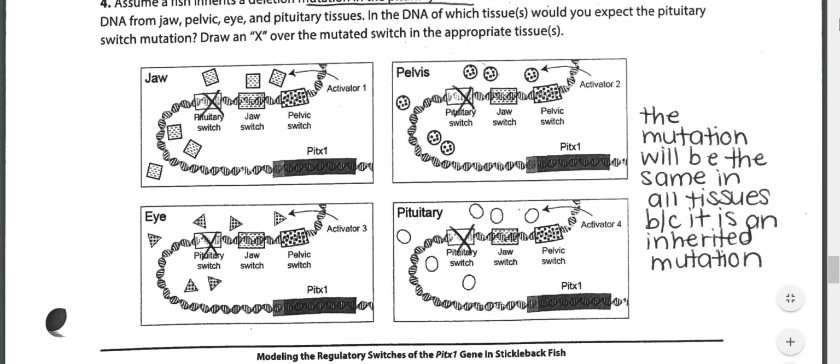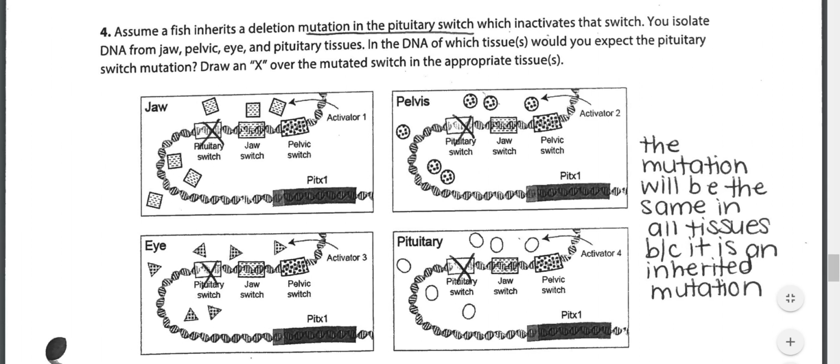All right. Number 4, assume a fish inherits a deletion mutation in the pituitary switch, which inactivates that switch. Draw an X over the mutated switch in the appropriate tissue. So you should have drawn an X in all of the switches, or all the pictures, even though in the eye, that part of their body, this gene is not expressed. The DNA is going to be the same in every single one of these cells. So in the pelvic cells, in the pituitary cells, cells of the jaw, all the parts of the body there, that same mutation would be inherited. So that same mutation would be in all the DNA, all of those cells. So you should have put an X over all those switches.